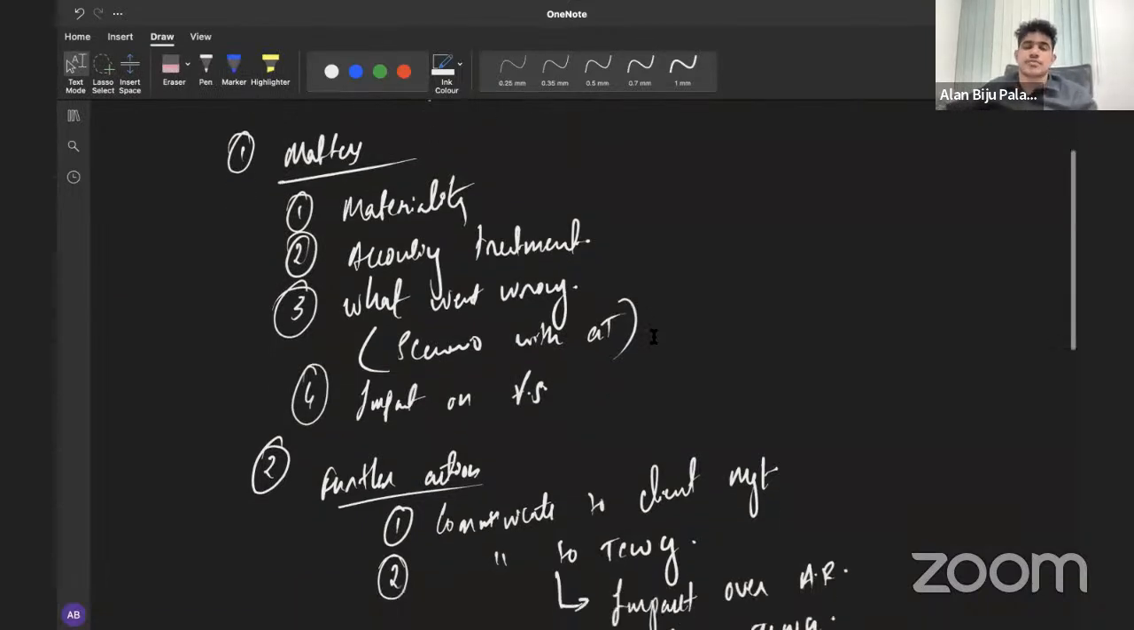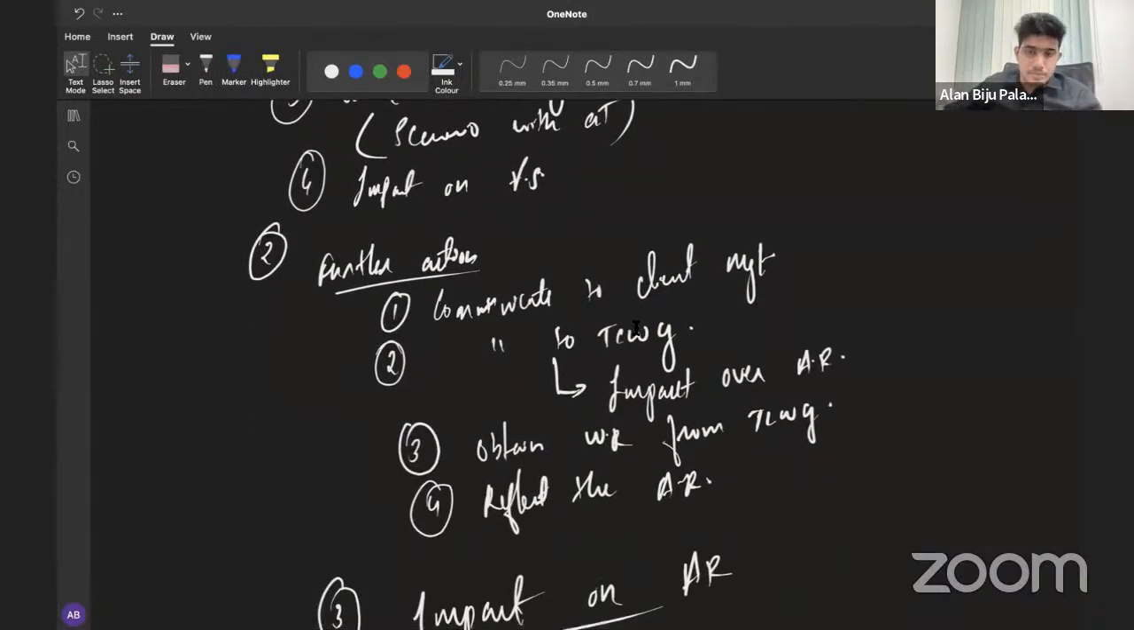Then when it comes to the further action, first of all, you need to communicate the matter to the client's management, then to the client's those charged with governance, and then you have to show the impact over the company's auditor's report. Then you must consider obtaining written representation from those charged with governance if they are unwilling to correct the misstatement. Finally, you need to reflect it over the company's auditor's report.